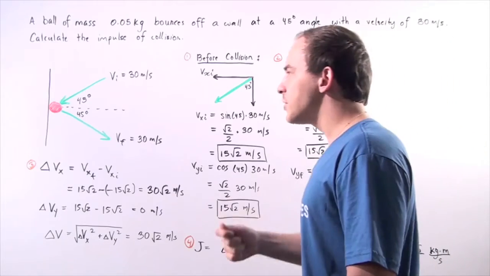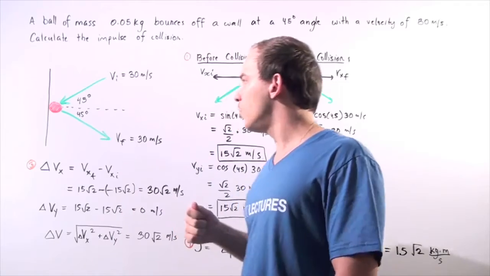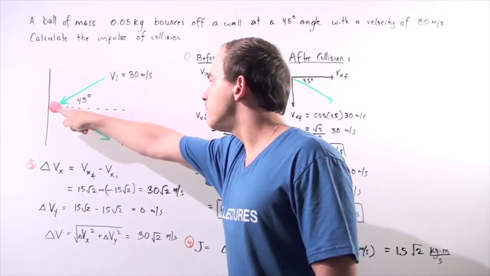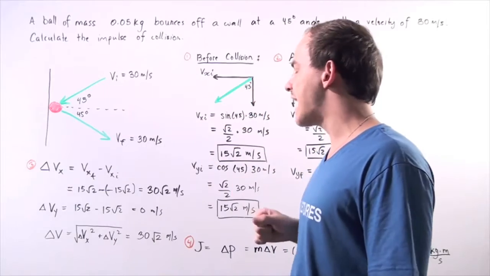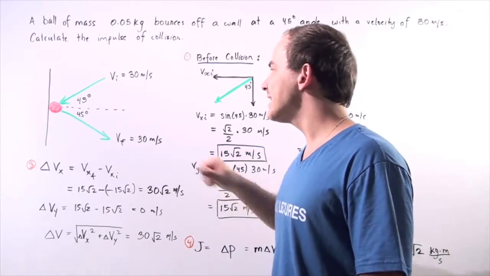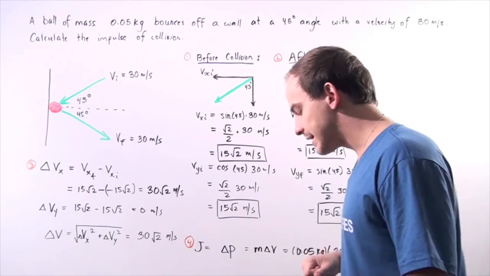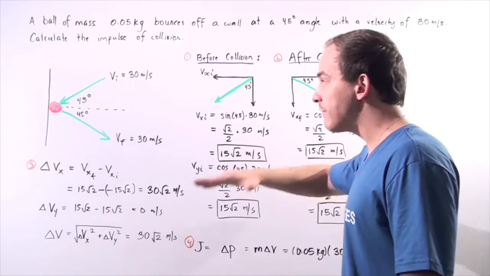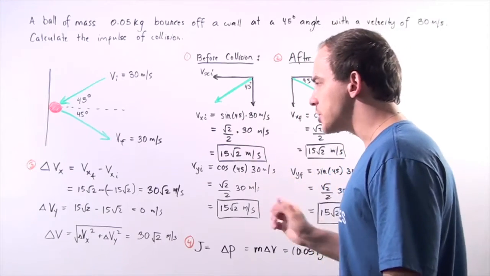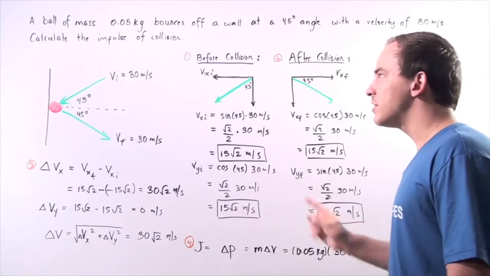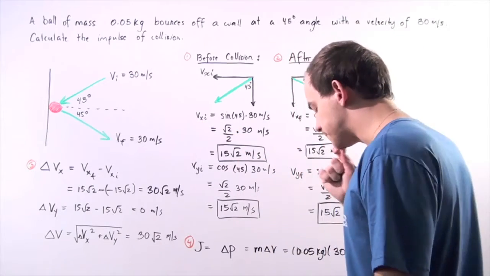Now, after our collision takes place, after the object experiences the impulse, it travels in the following direction at an angle of 45 degrees below the x-axis and has a velocity with a magnitude of 30 meters per second. So our velocity before and after collision has the same magnitude, but it differs in direction. And we want to calculate the impulse of the collision using this information.